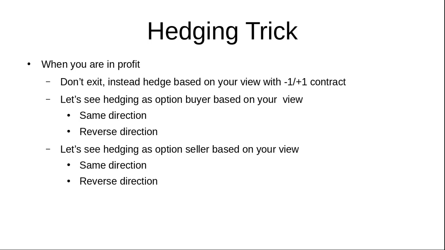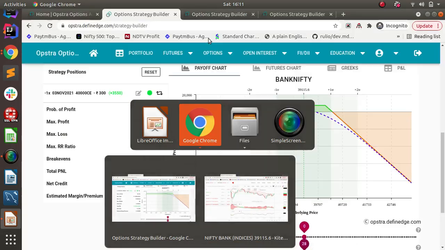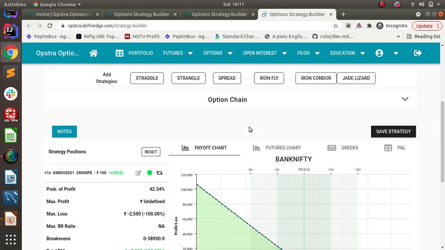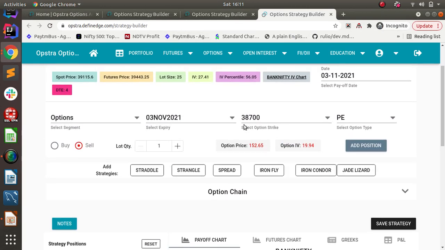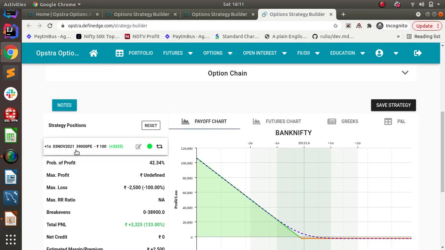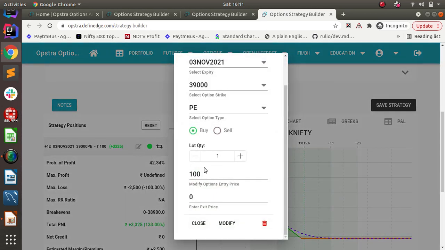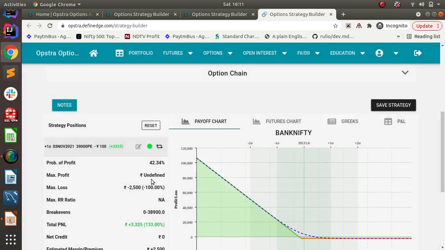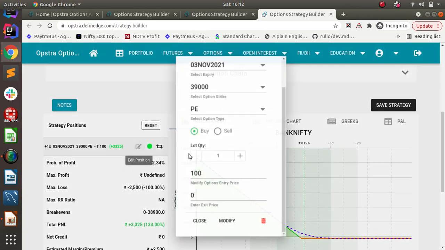Let me show you with an example, maybe you can relate more. So you are an option buyer. Bank Nifty is falling. Now you bought the 39,000 PE. You bought it around 100 rupees.